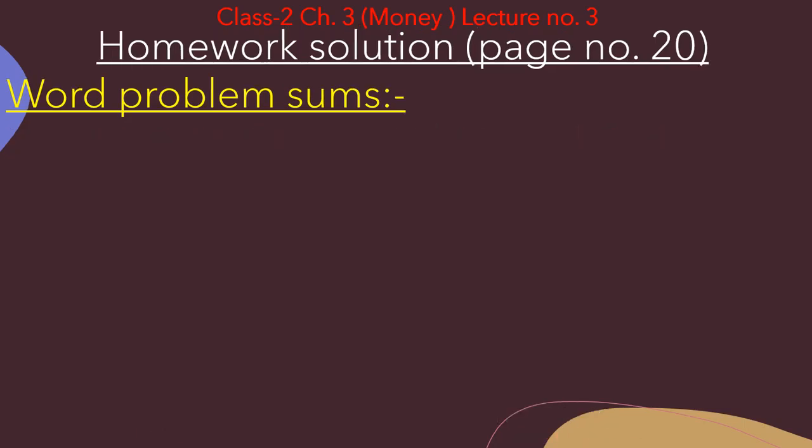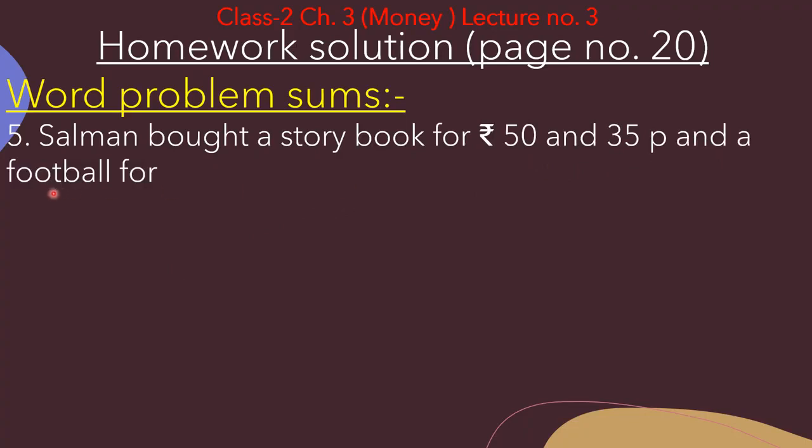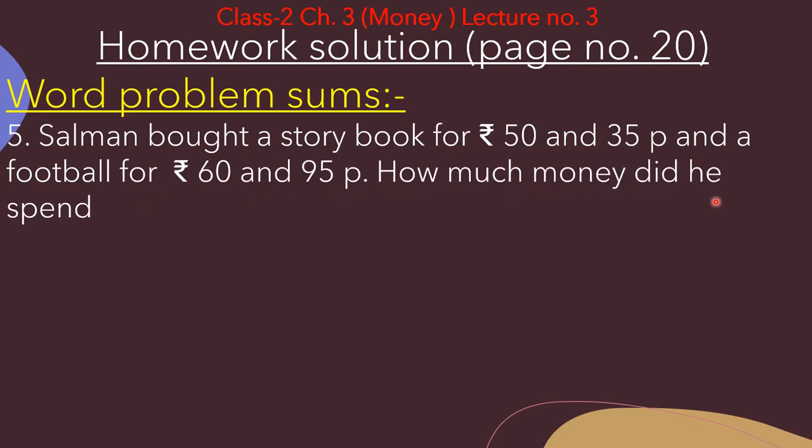Okay. Now in question number 5, it is given Salman bought a storybook for rupees 50 and 35 paise, and a football for rupees 60 and 95 paise. How much money did he spend? So what do you mean by it, बेटा कि सलमान ने एक स्टोरी बुक ली ₹50 और 35 पैसे की और एक फुटबॉल ली जिसका प्राइस था ₹60 and 95 पैसे, and we have to find out the total money he spent. Okay, so for that we need to add the given amounts.